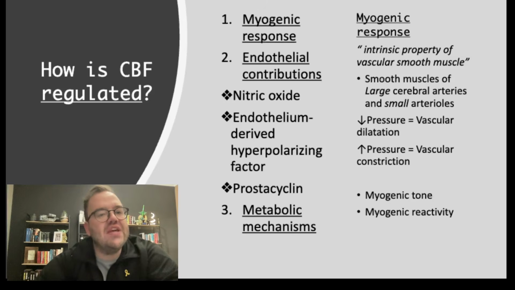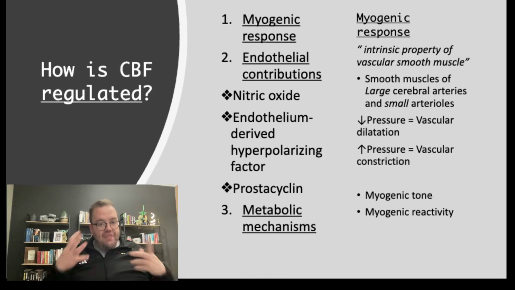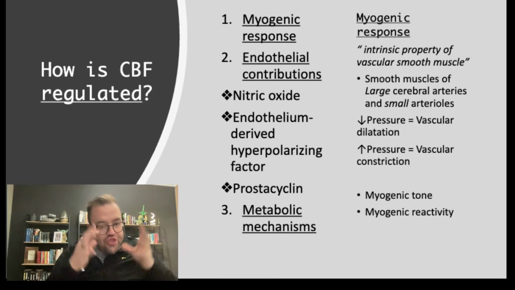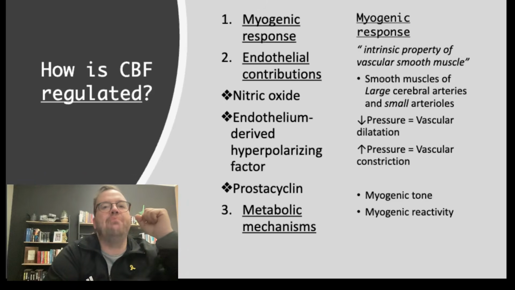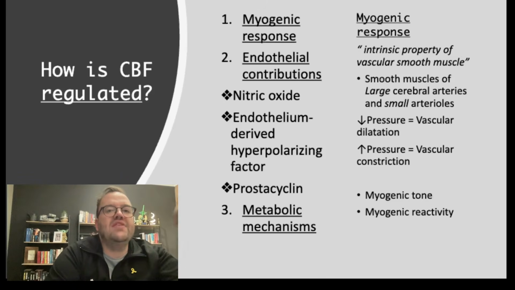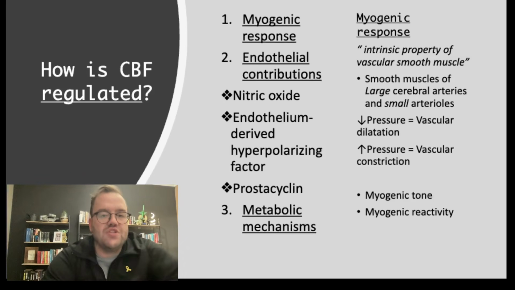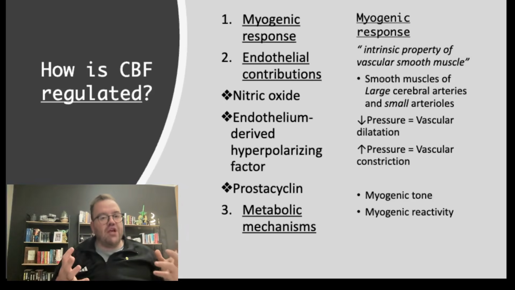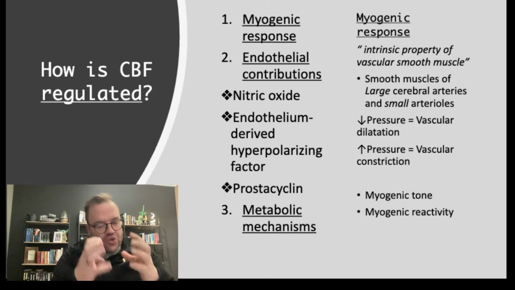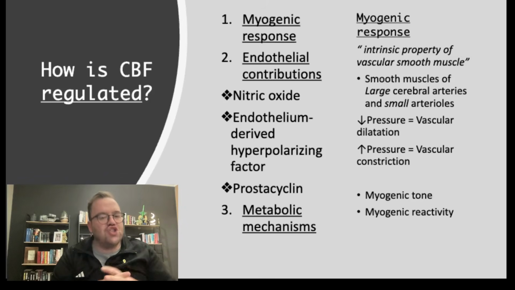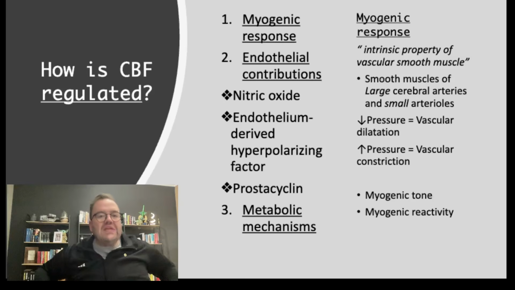So how is cerebral blood flow regulated? There are multiple mechanisms. The three that I'm going to discuss here predominantly are, number one, something called the myogenic response. Number two, there are endothelial contributions, okay? And number three, there are metabolic mechanisms. So let's look at the myogenic response first. The myogenic response refers to an intrinsic principle of vascular smooth muscle. So I'll say that again.